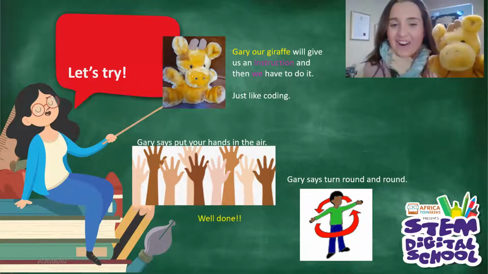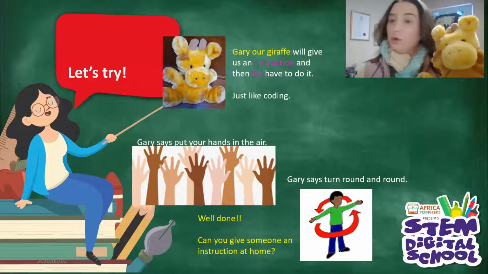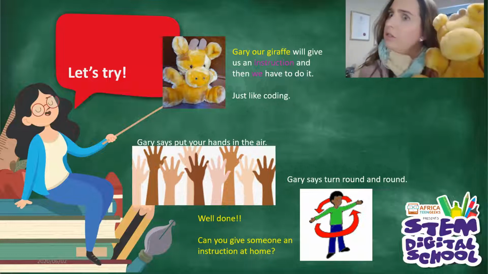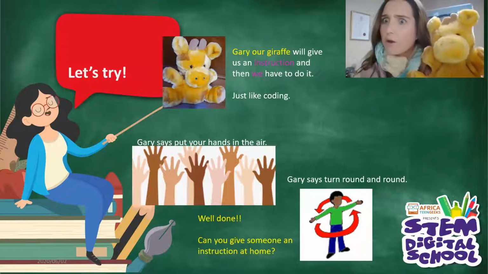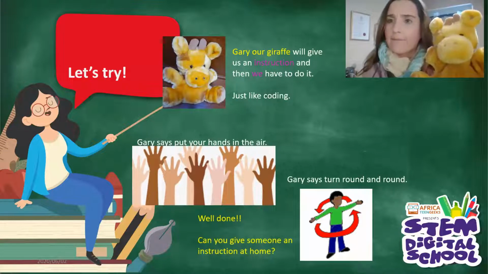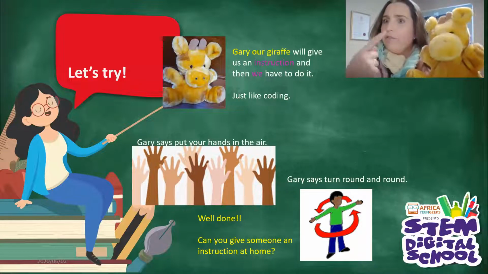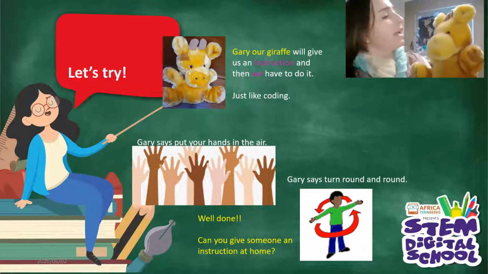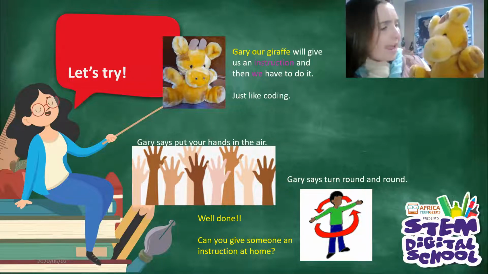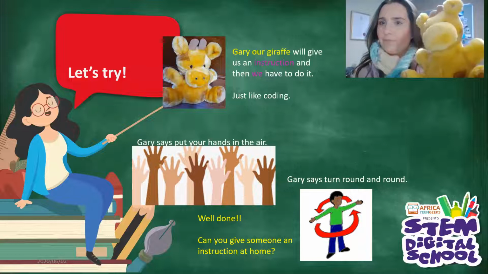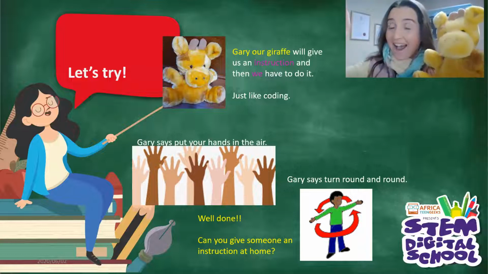Good job, Grade R's. Can you now give an instruction to someone at home? Let's try. I'm going to give Gary an instruction. Gary, can you wave? Wow.